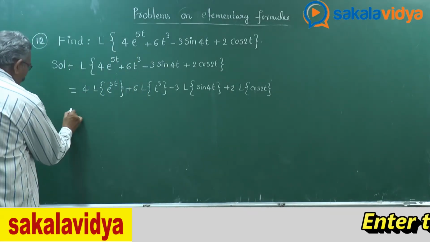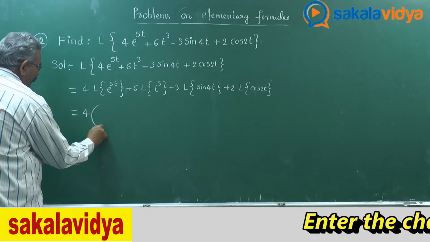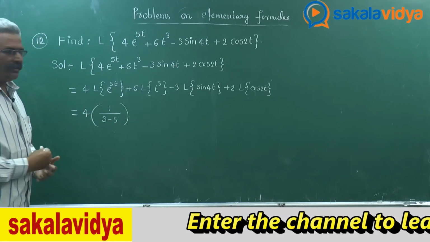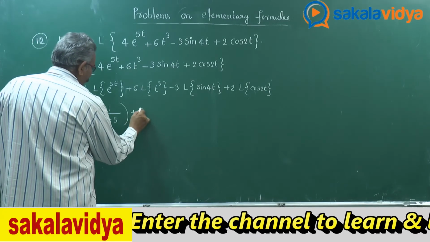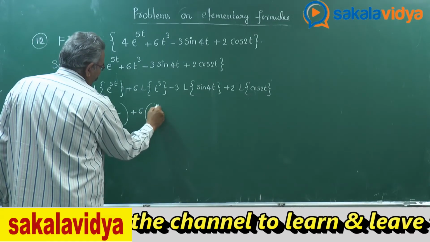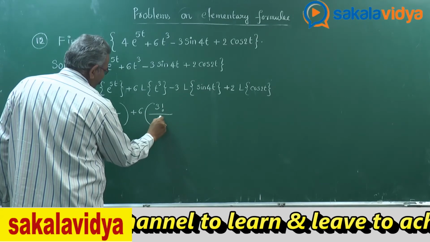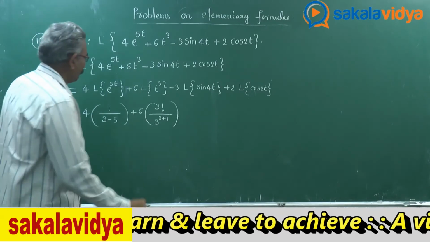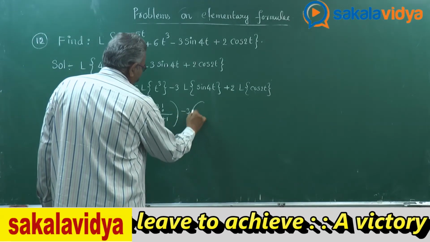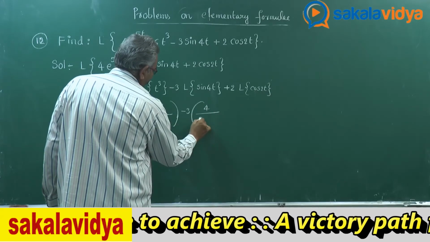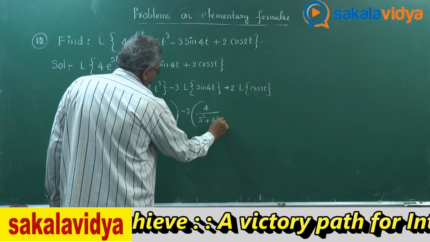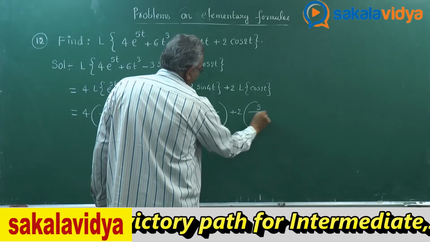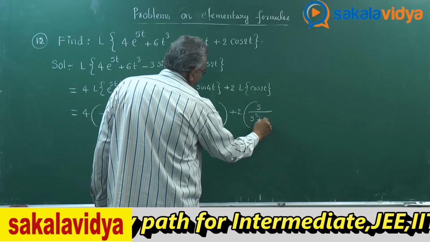So now this is 4 times 1 by s minus 5, you can check. Plus 6 times 3 factorial by s to the power of 3 plus 1, which we can simplify later. Minus 3 times 4 divided by s square plus 4 square, plus 2 times s divided by s square plus 2 square.